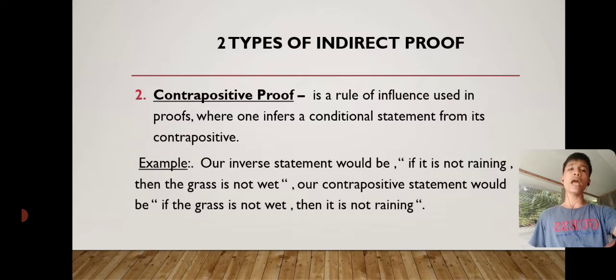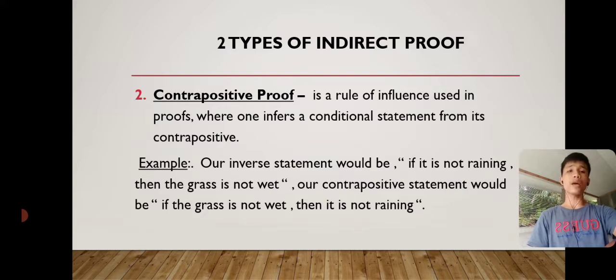The second type of indirect proof is contrapositive proof. What is contrapositive proof? It is a rule of inference used in proof, where one infers a conditional statement from its contrapositive.